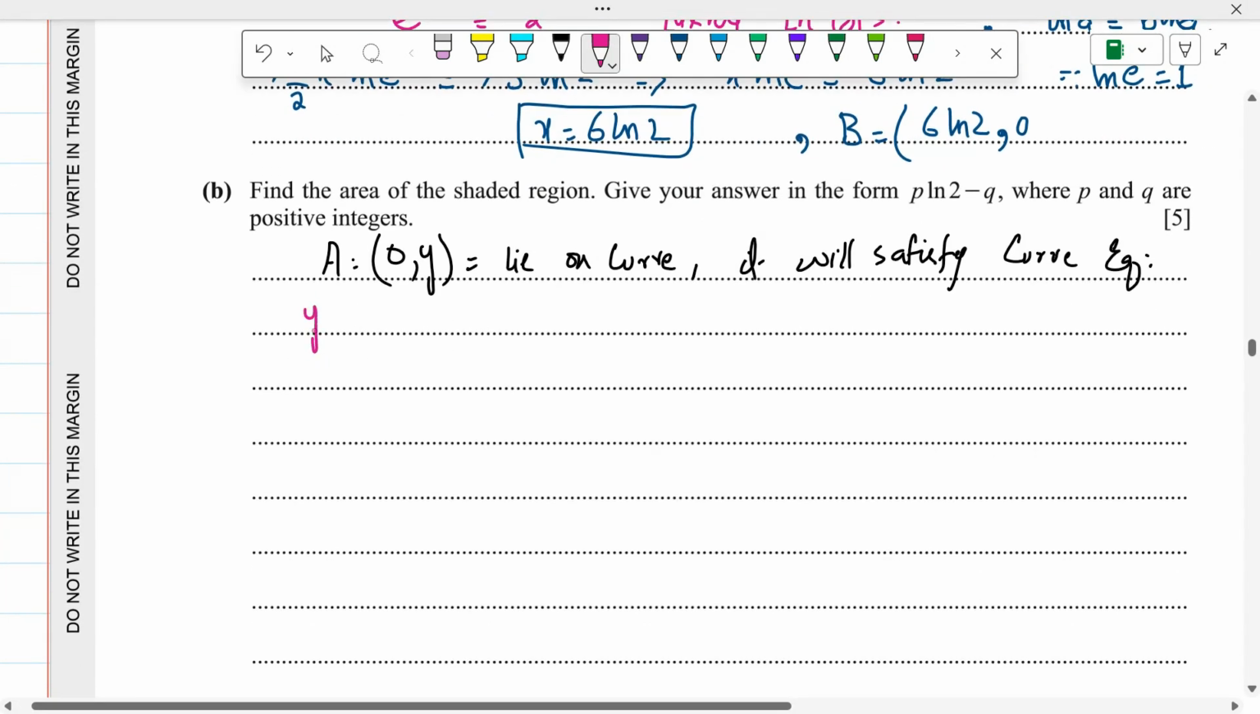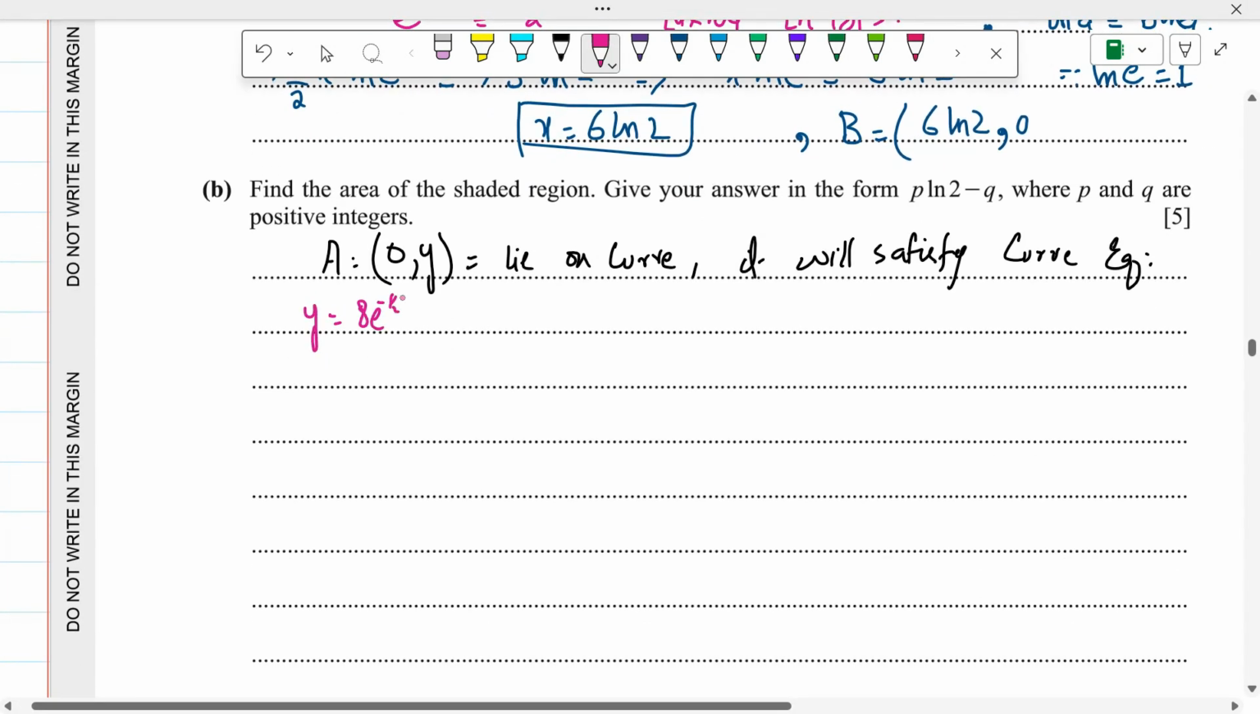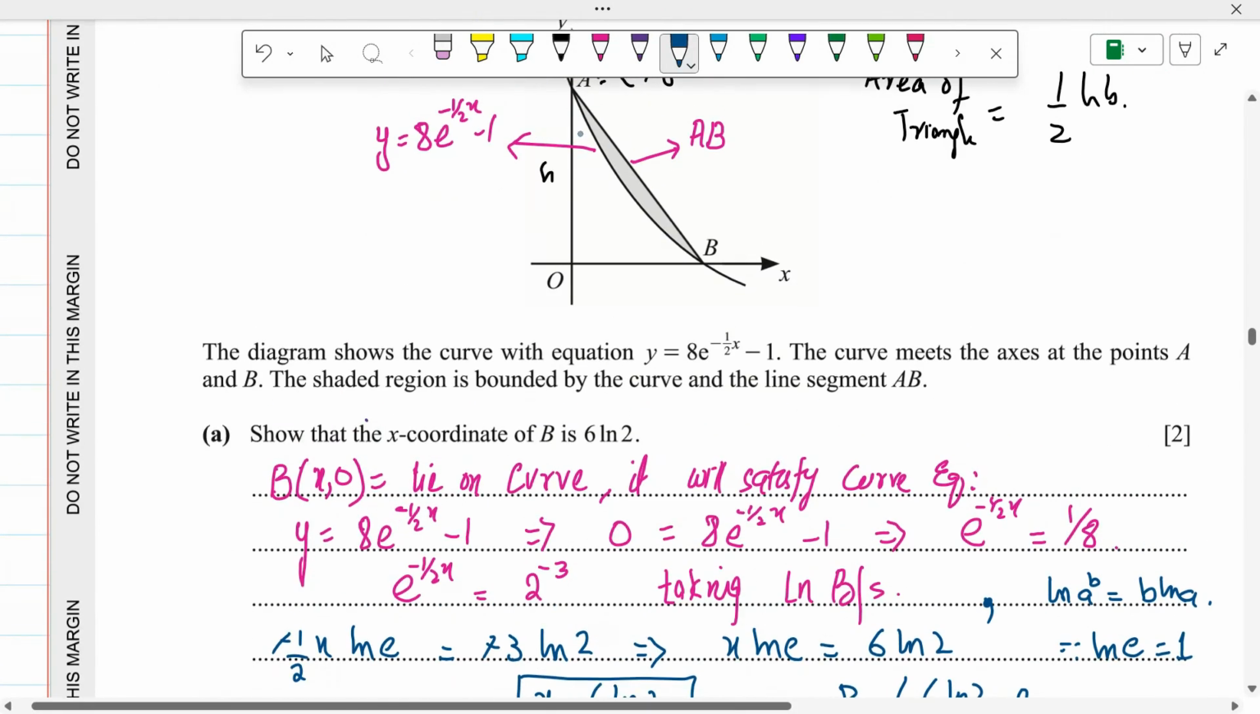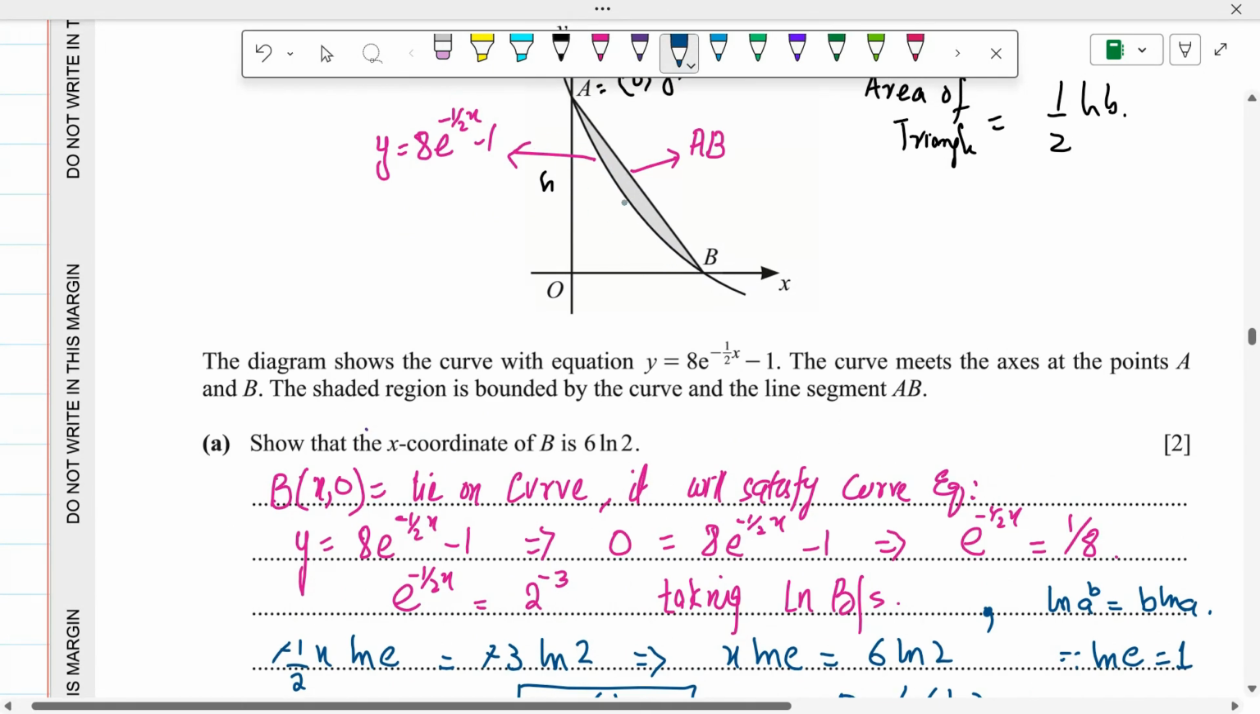The curve equation is y equals 8e^(-x/2) minus 1. Plugging in the point A, y equals 8e^(-half times 0) minus 1, which equals 8 times e^0 minus 1, which is 8 minus 1, equals 7. So we have the point A, (0, 7), and the point B, (6 ln 2, 0). The shaded region area is found by subtracting the area under the curve from the area of the triangle.